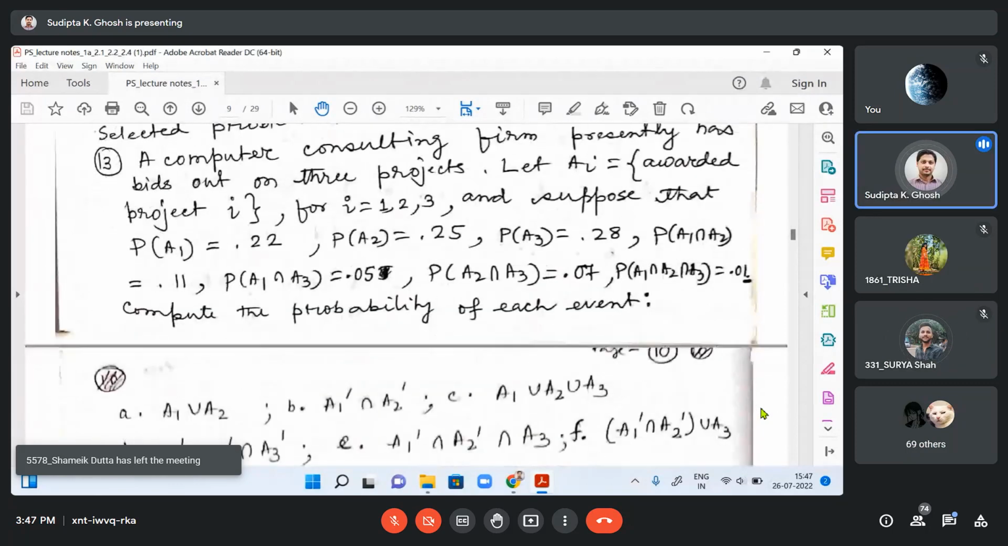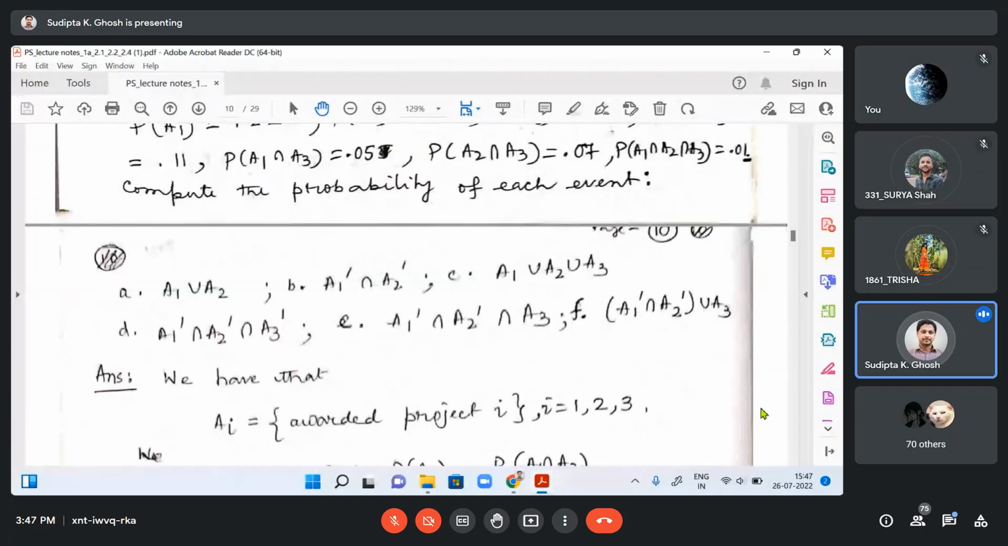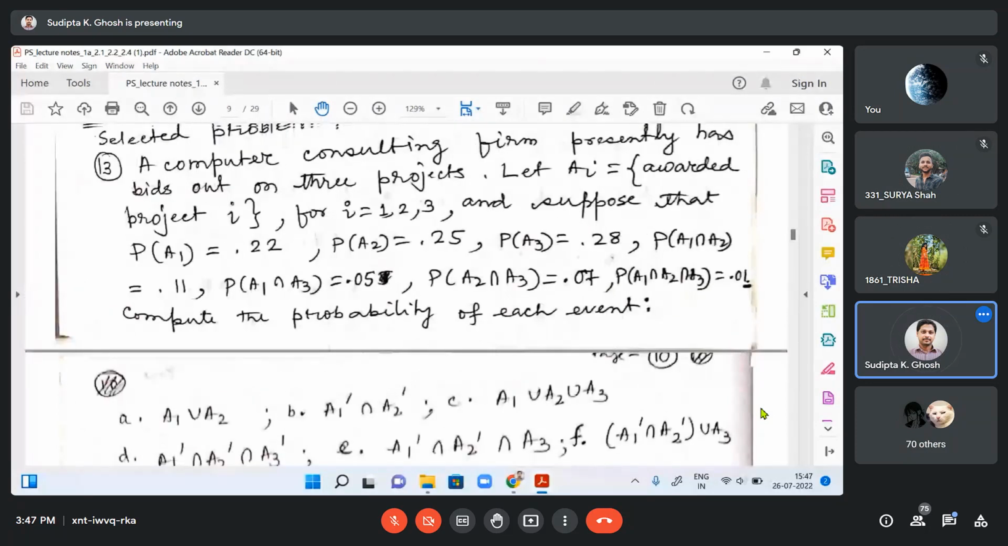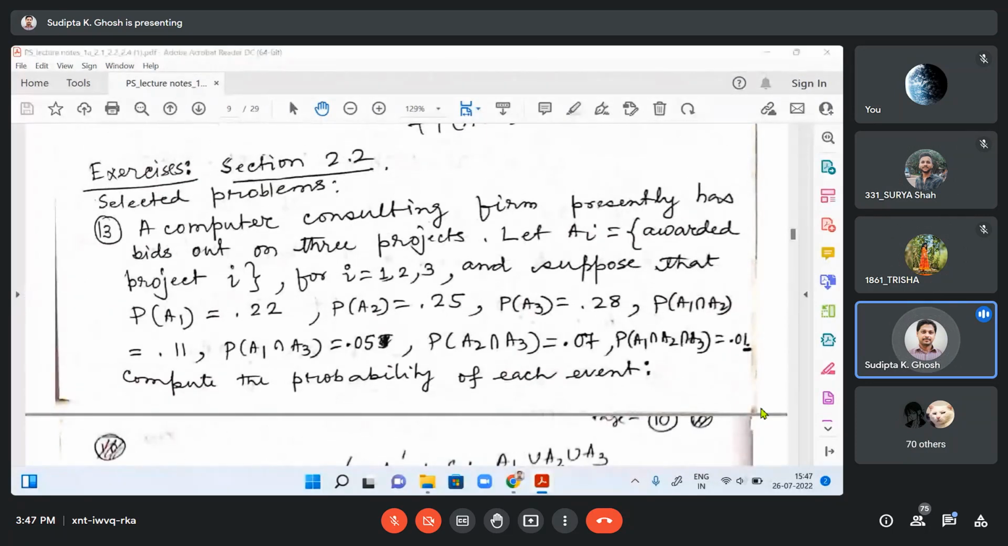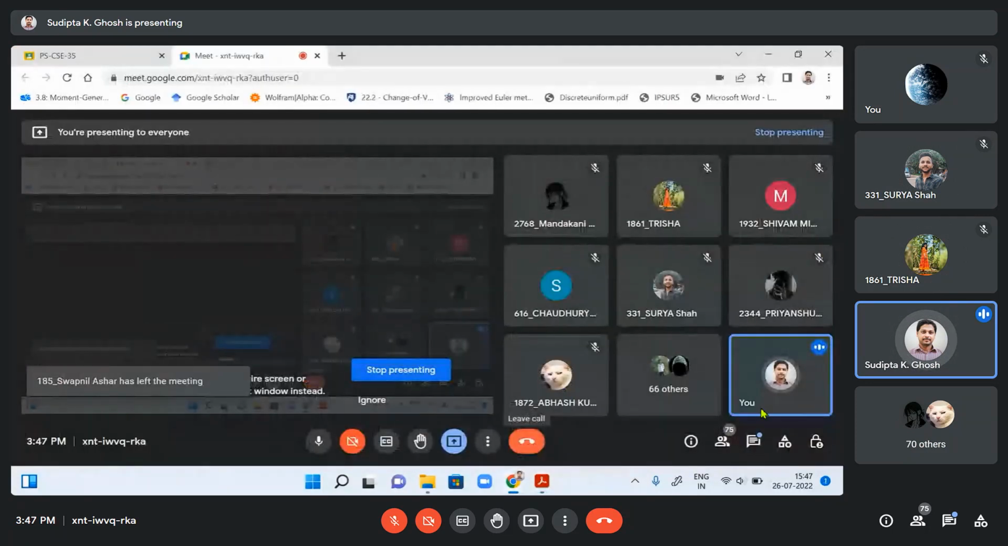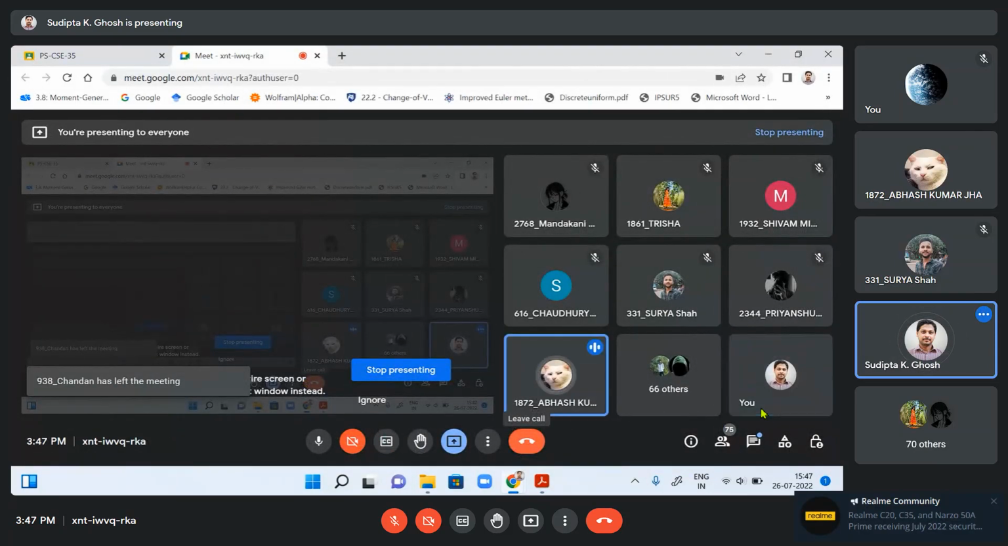I am just touching the problem. I cannot finish the problem. Actually, this problem is a little bigger. So should I go further or should I stop here? That choice is yours, students. Tell me, is there any other class after this?